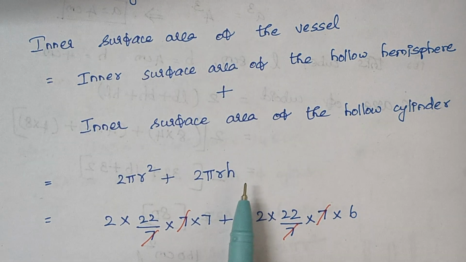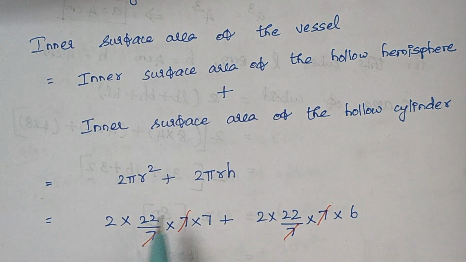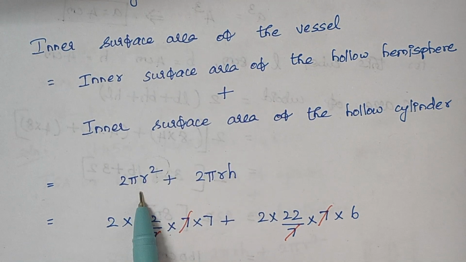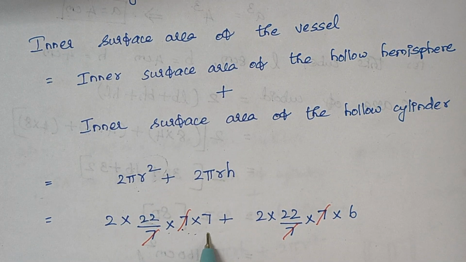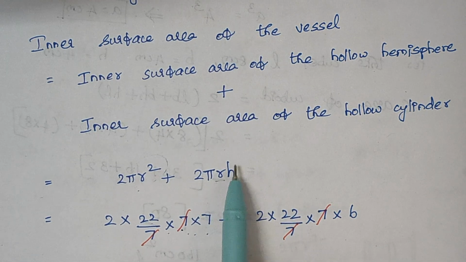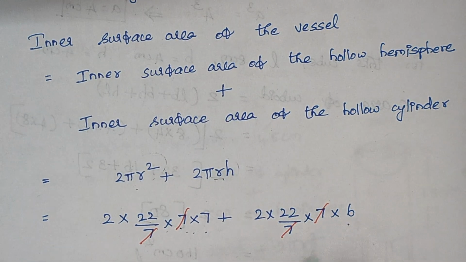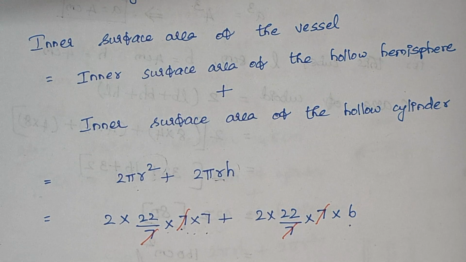So here now just substitute the values. So 2 into 22 by 7, the value of r is 7, okay, 7 into 7, plus here the value of r is 7 and the value of h is 6. So just substitute and cancel the common terms.